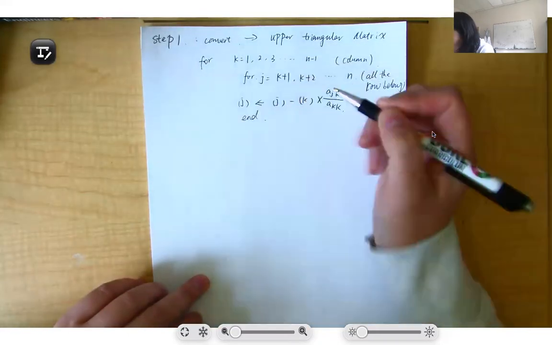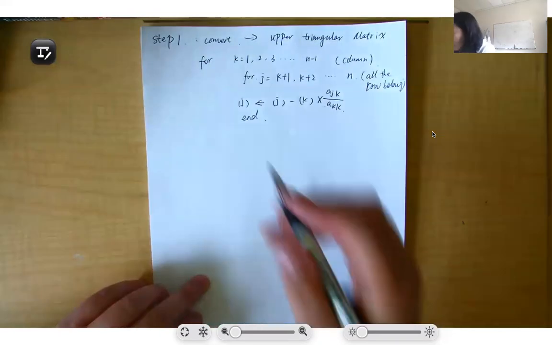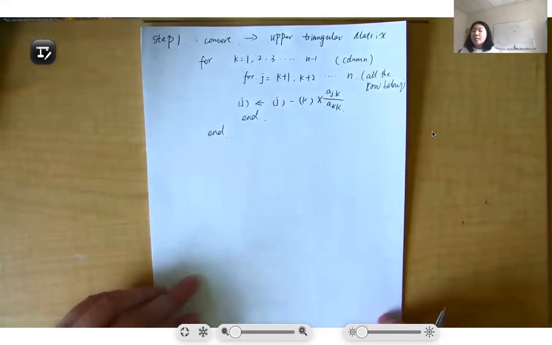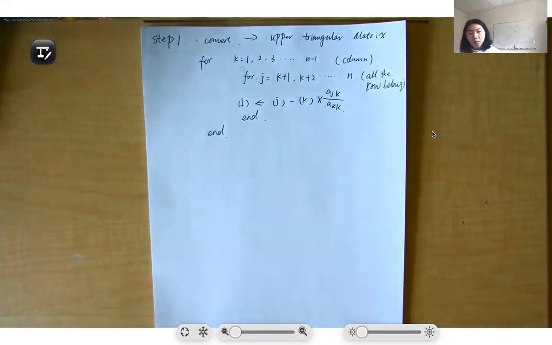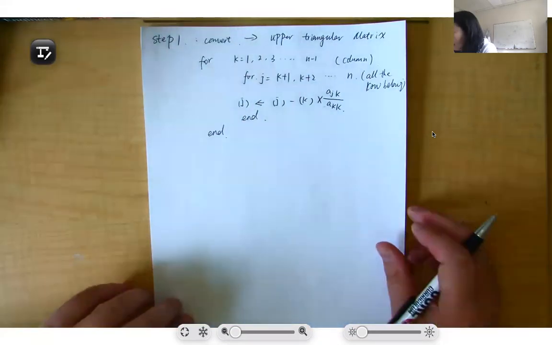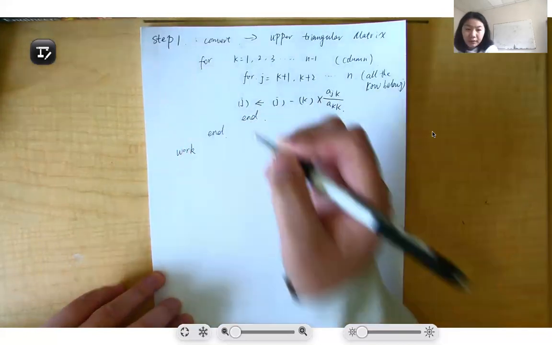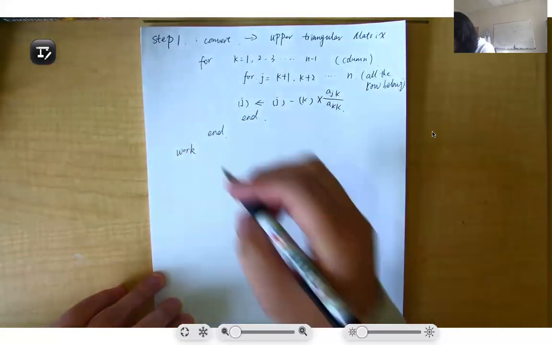Then you also scan the whole column as well, so you add that. Okay, this is the for loop for converting the augmented matrix into an upper triangular matrix. And the work count is the number of operations you will do for this system.